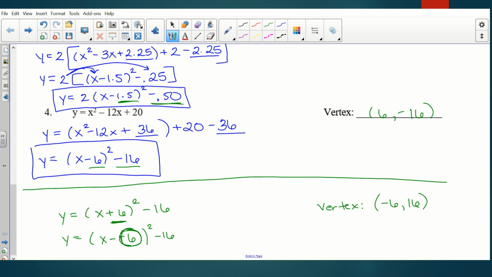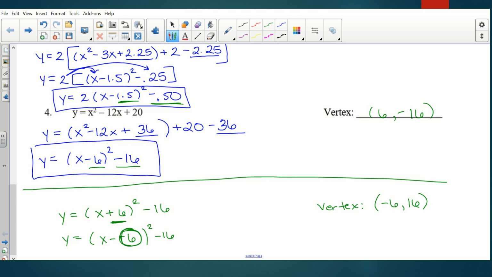So one way to think about it is you're taking the opposite of what you see inside the parentheses. You see this positive 6 here, the x value is negative. You see this negative 6 here, your x value is going to be positive. So it's always going to be the opposite of what you see inside the parentheses.